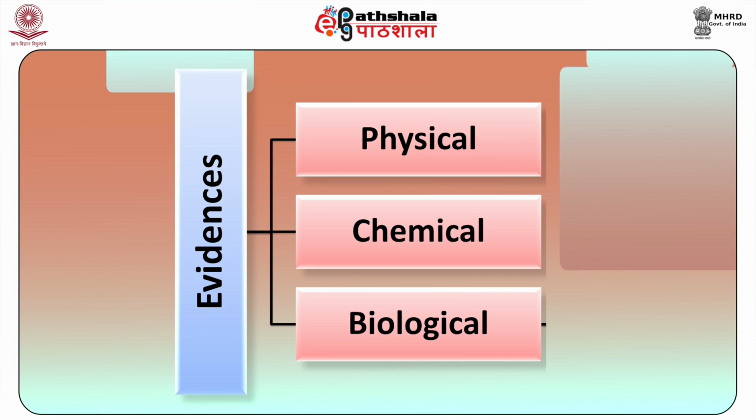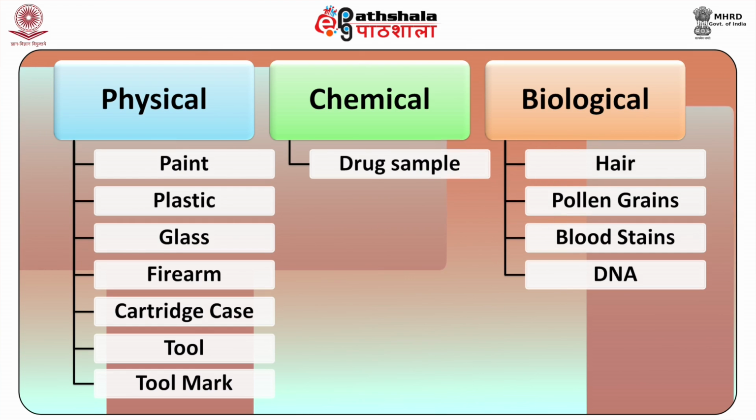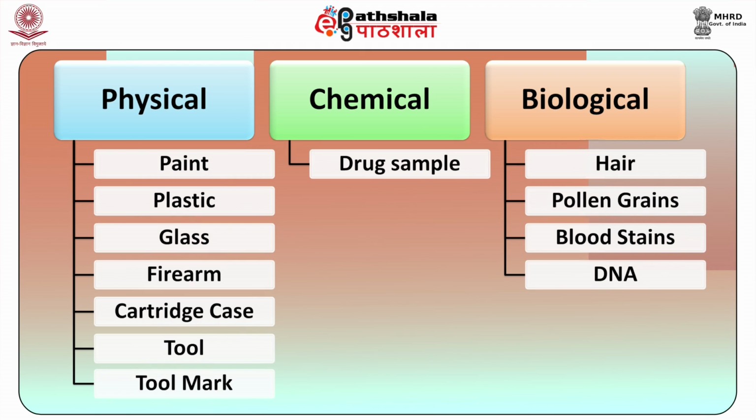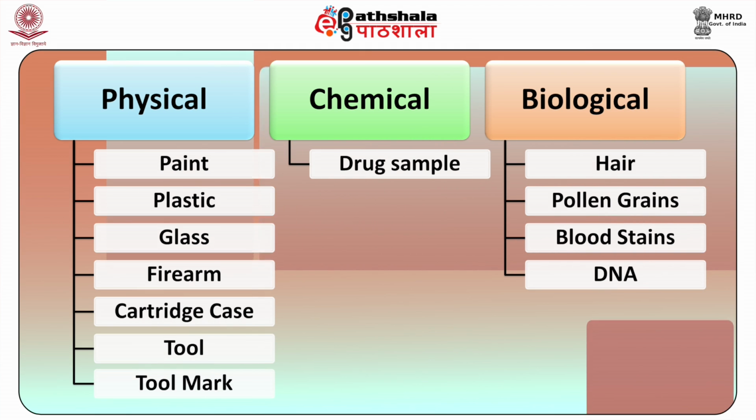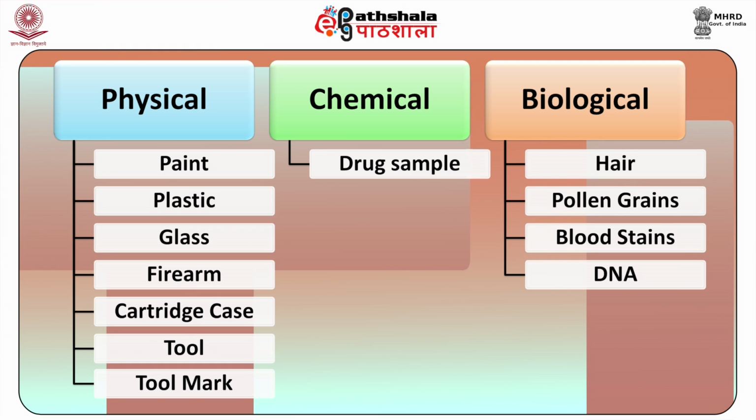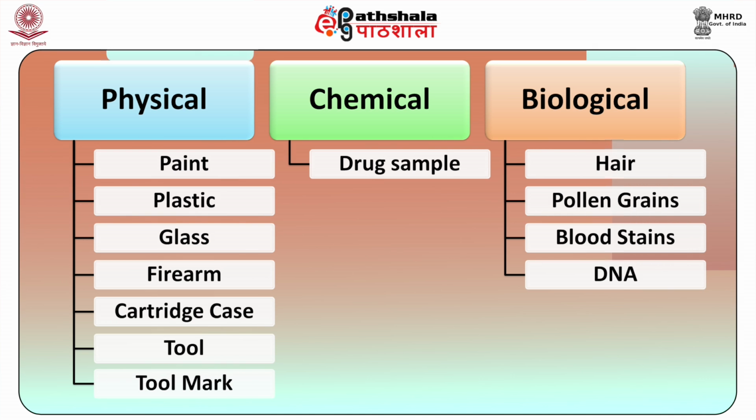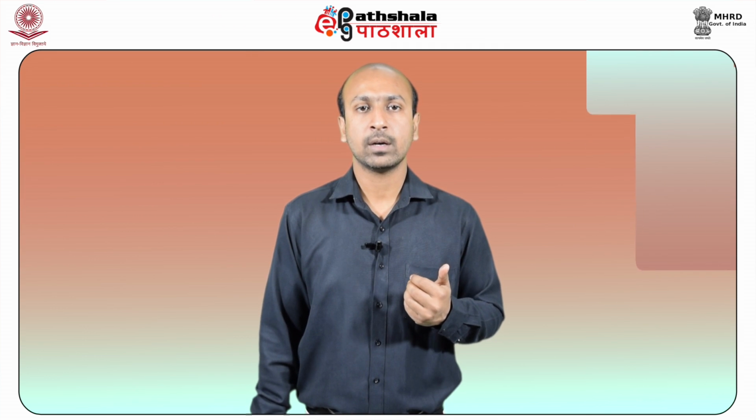According to the general nature of evidence, the physical evidence can be classified as physical, chemical, or biological. In this scheme, examples of physical would be paint, plastic, glass, firearm, cartridge case, tool, tool marks, whereas a drug sample would be chemical. Examples of biological would include hair, pollen grains, blood stains, DNA, etc. Besides having limited value, this scheme might serve to remind the investigator of the precautions required to collect and preserve the items of the biological category, which are perishable.